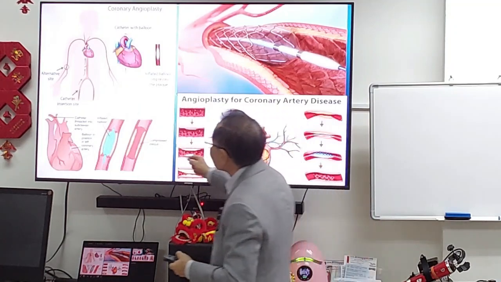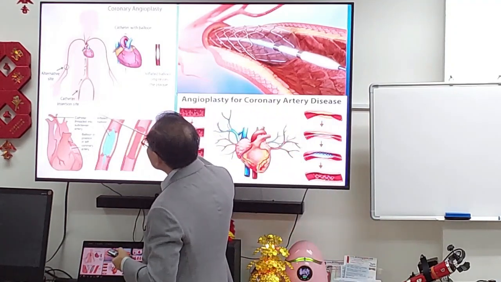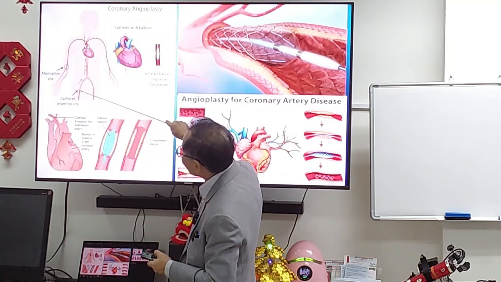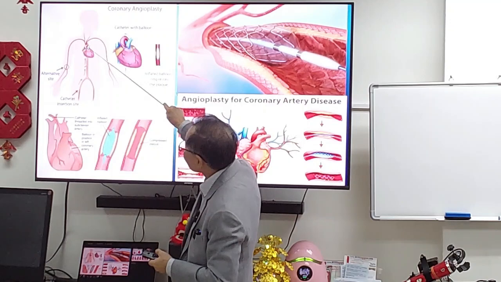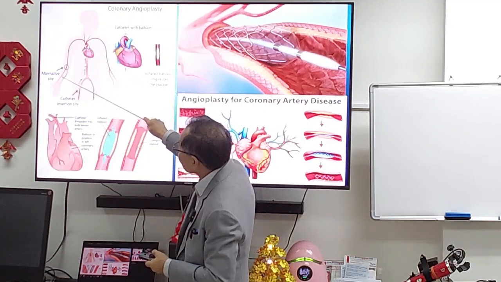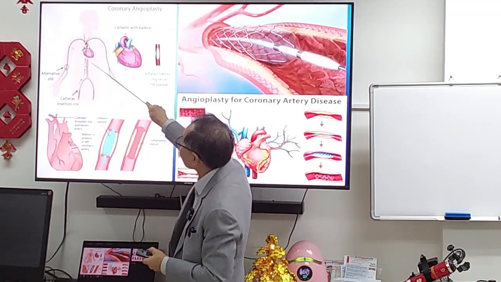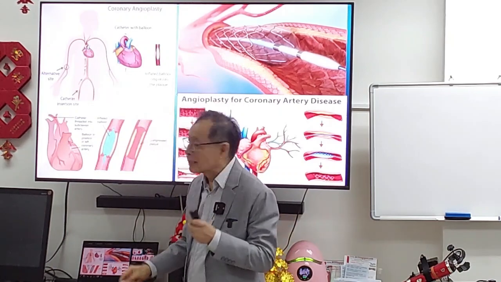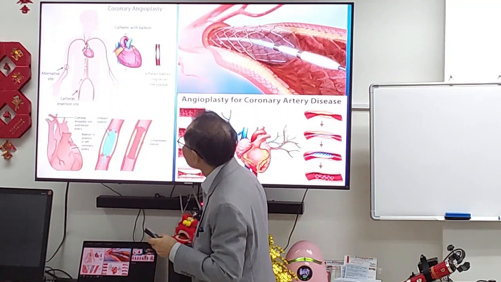So that's angioplasty. In the past we entered the artery through the groin, a long way to the heart. Nowadays we can enter through the hands, entering through here, a shorter distance. But the arteries here are narrower, the artery here is wider. Okay?